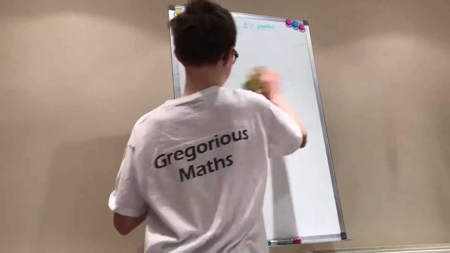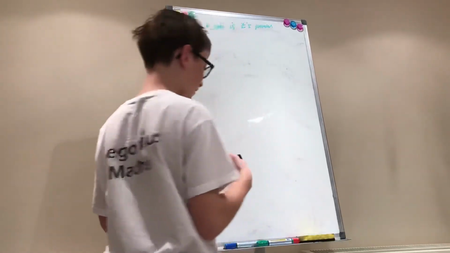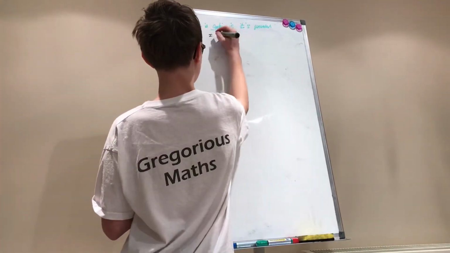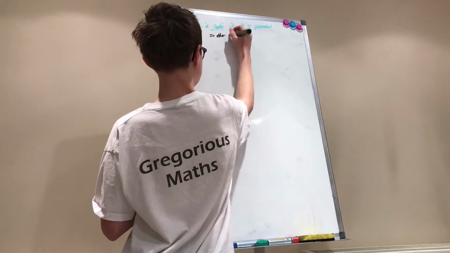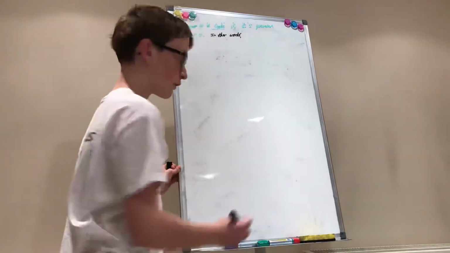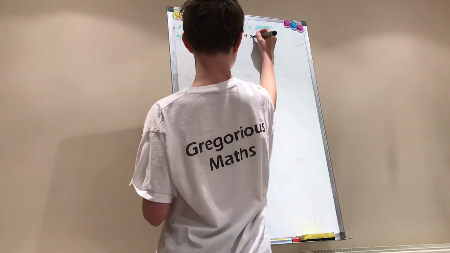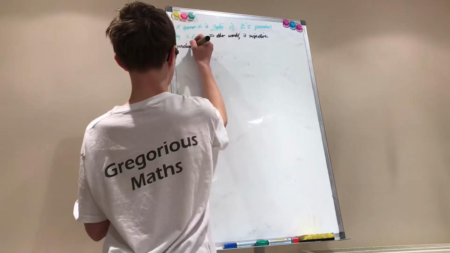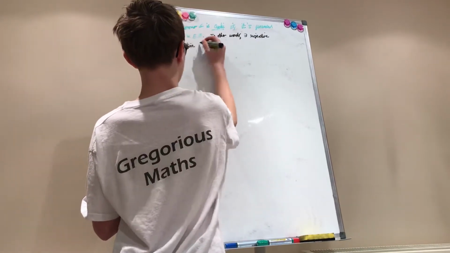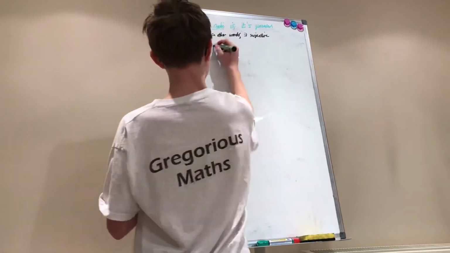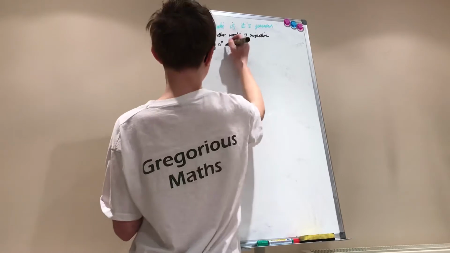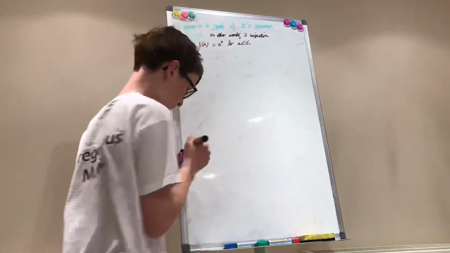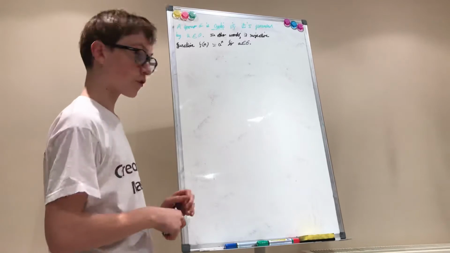So, in other words, there is a surjective function f of n equal to a to the power of n for a in G. And that's the definition.